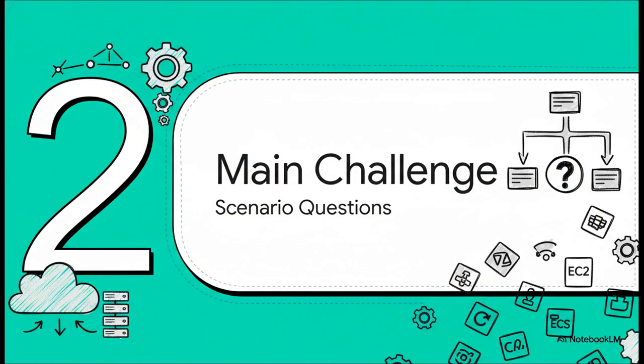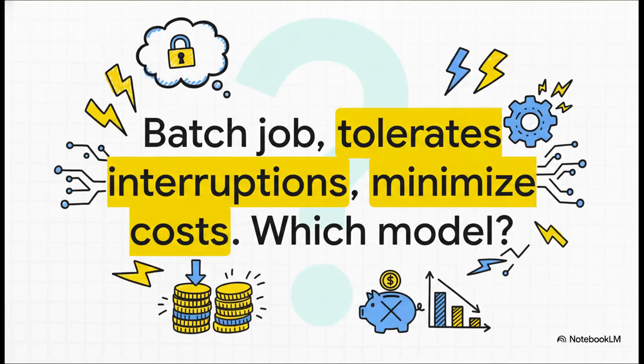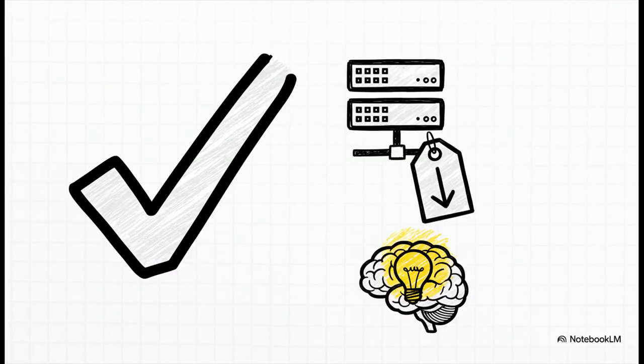We're going to tackle some real exam-style scenario questions. This is where we separate the pros from the amateurs. All right, first scenario, the exam is always giving you clues. Always. Here, the keywords are tolerate interruptions and minimize costs. I mean, they're practically screaming the answer at you. Think about it for a second. Got it? And the answer is spot instances. If you got that, nice work.